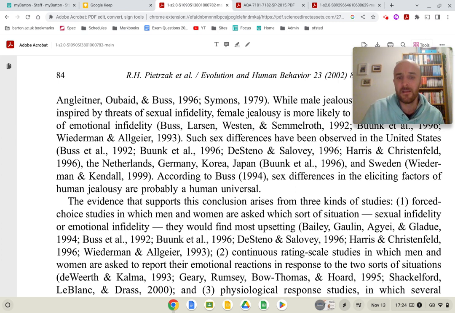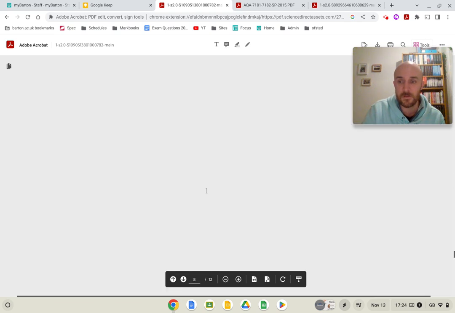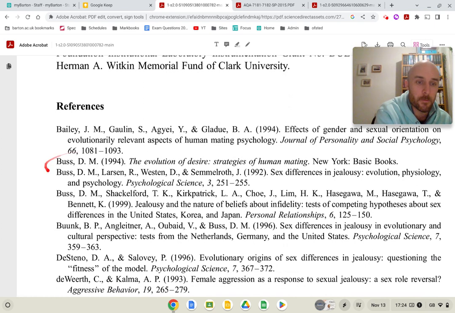He's basically saying that jealousy is a human factor. If I scroll BUS 1994, I can scroll all the way down to the bottom and we're going to look at BUS 1994. There you go. Boom. Easily found. So it's a book in this case, The Evolution of Desire, Strategies of Human Mating. And this was published in New York by Basic Books.